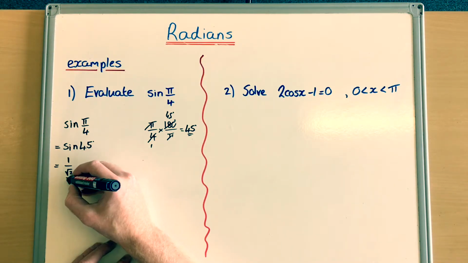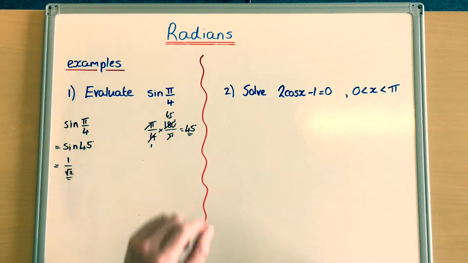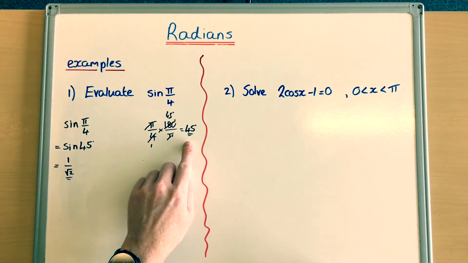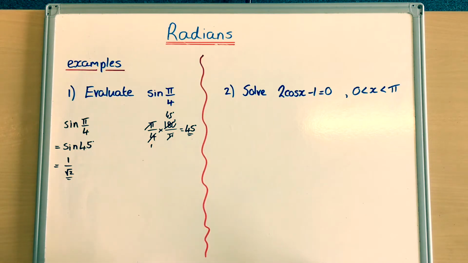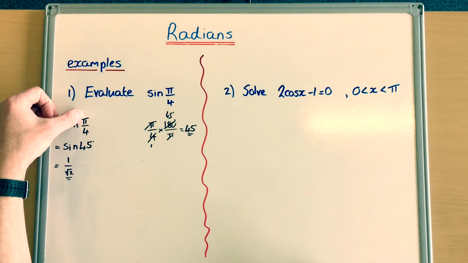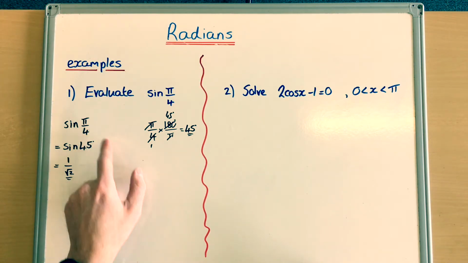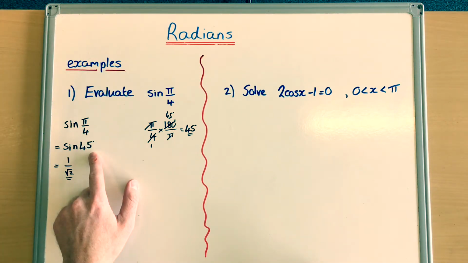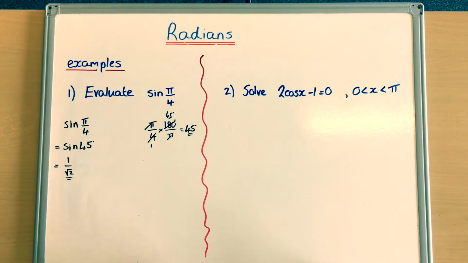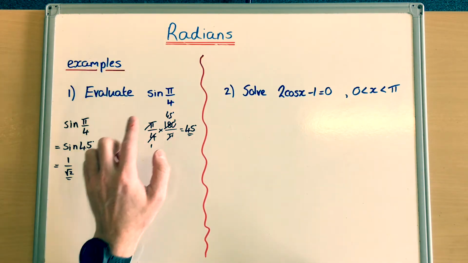And there we go. Okay, worth mentioning at this point, there are some shortcuts we can sometimes take to get to this answer of 45 from pi over 4. If you remember that pi is 180 degrees, all this is saying is 180 degrees divided by 4, which is 45 degrees. Sometimes there are slight shortcuts we can take instead of doing this. But there we go. So that was going from radians into degrees.